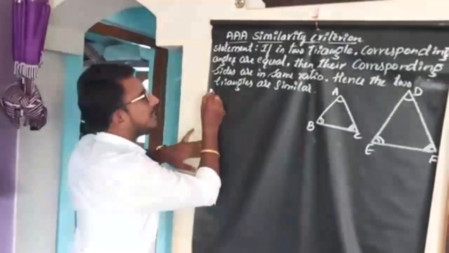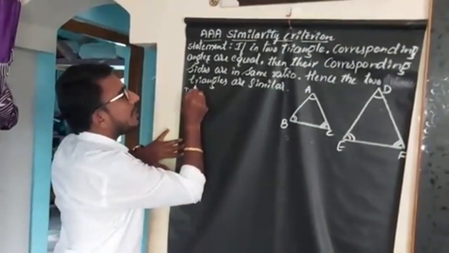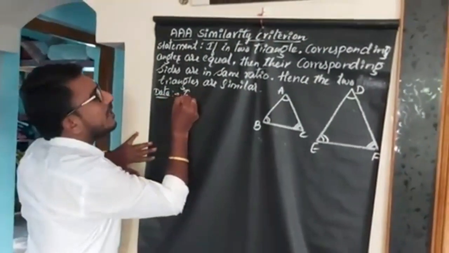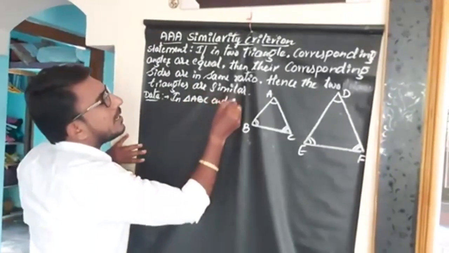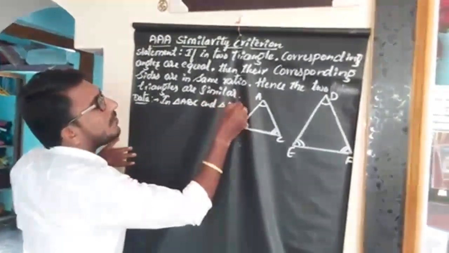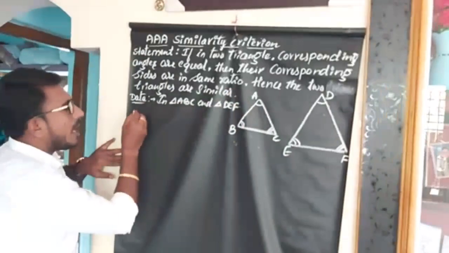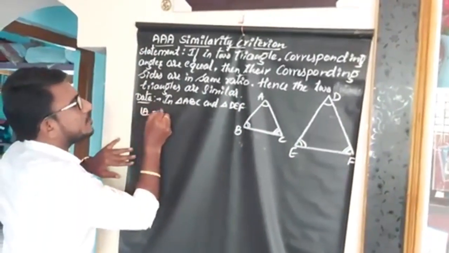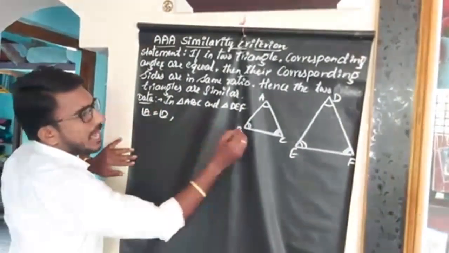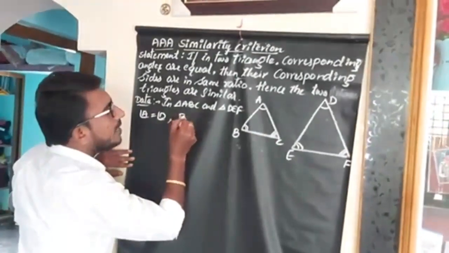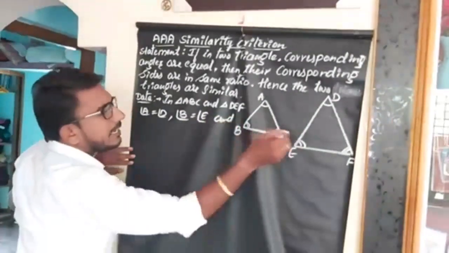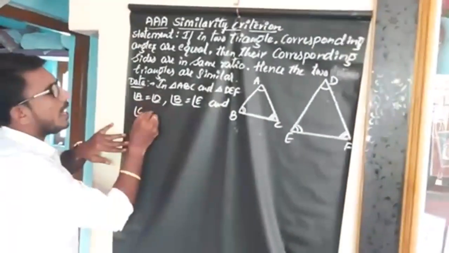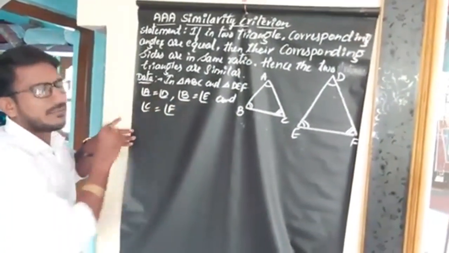Let us write the data. The given data is: in triangle ABC and triangle DEF, angle A is equal to angle D. Next, angle B is equal to angle E, and angle C is equal to angle F. This is the given data.